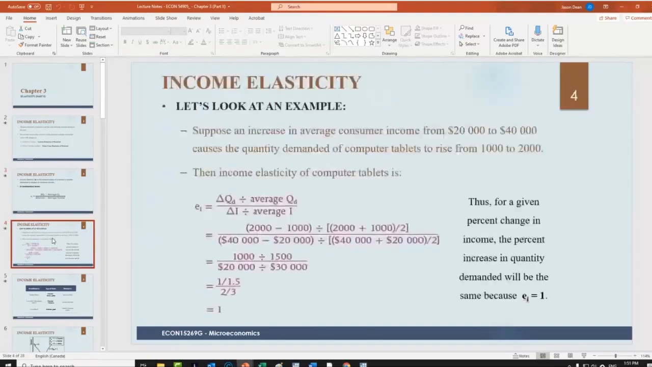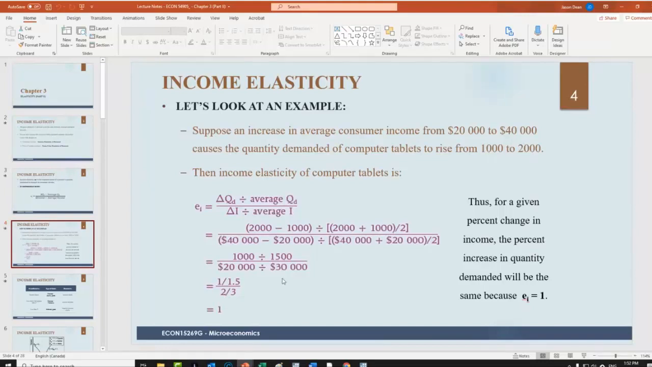It's easy to do an example to illustrate it. So here we have an income change of 20,000. And as a result of that income change, the quantity demanded went from 1,000 to 2,000. So how do we calculate income elasticity? Okay, it's just the same thing.